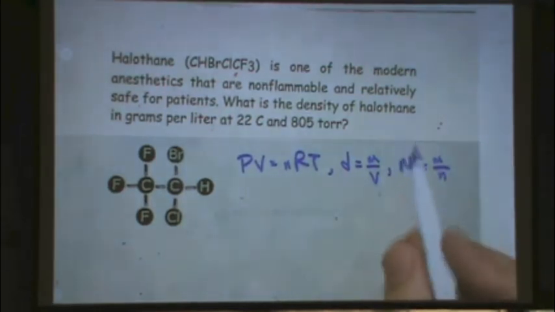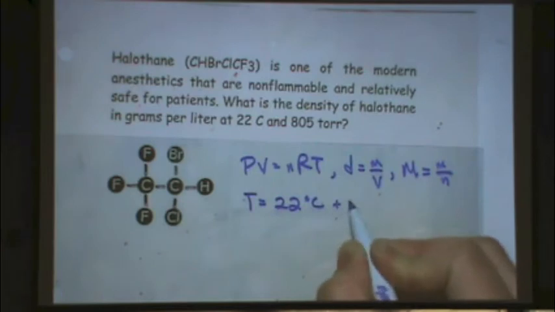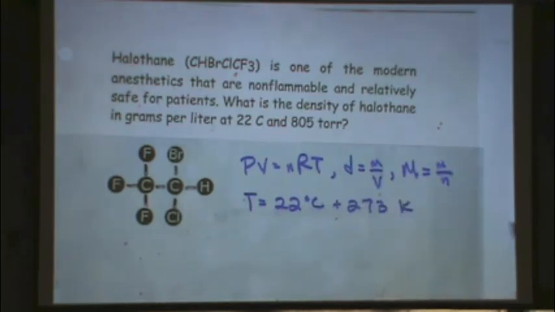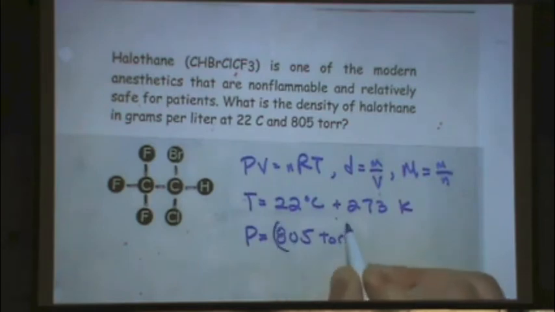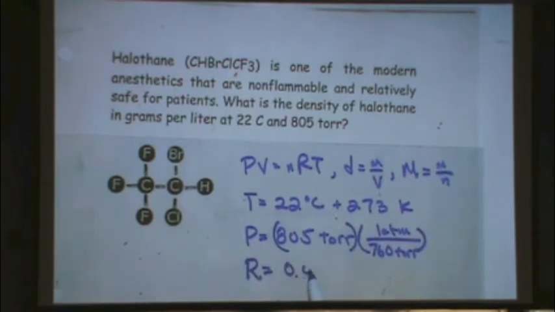Alright, let's see what we have. We have temperature is 22 degrees C, and we'll need to add 273 to change this to kelvins. We also have pressure, that's 805 torr, and what we'll need to do is convert this to atmospheres in order to use it with the ideal gas law. On the back of your exam, you would see the following conversion: 1 atmosphere for every 760 torr. Why do we use atmospheres? That's to follow the units of R, which is 0.08206 liters atmospheres per mole Kelvin.